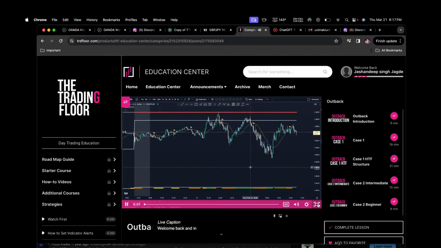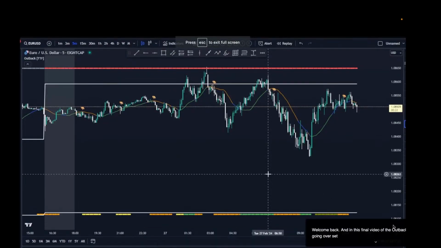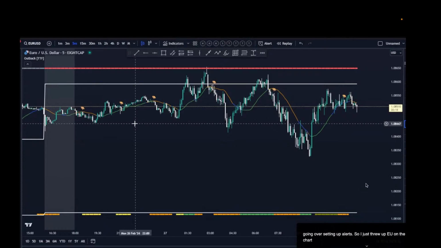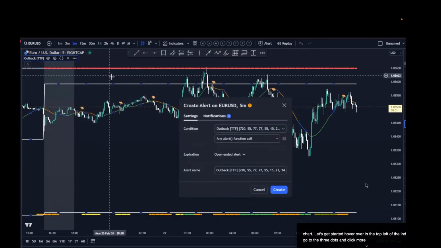Welcome back, and in this final video of the Outback series, I'll be going over setting up alerts. So I just threw up EU on the 5-minute chart. Let's get started. Hover over the top left of the indicator, go to the 3 dots, and click more. From there, we're going to add alert on Outback TTF.